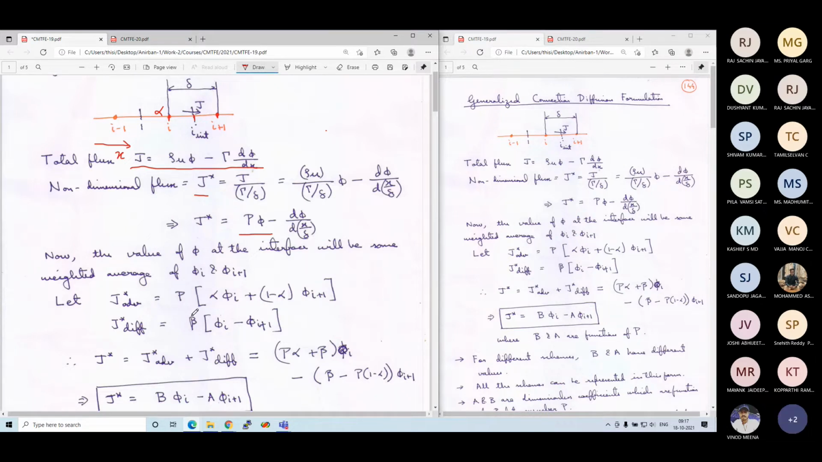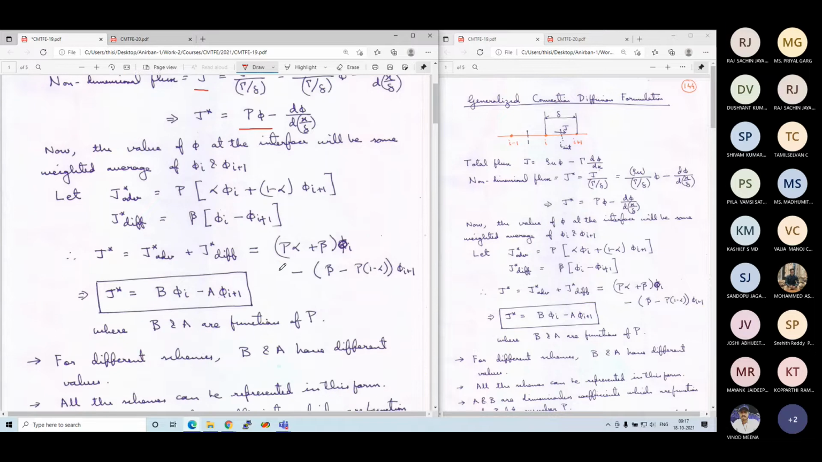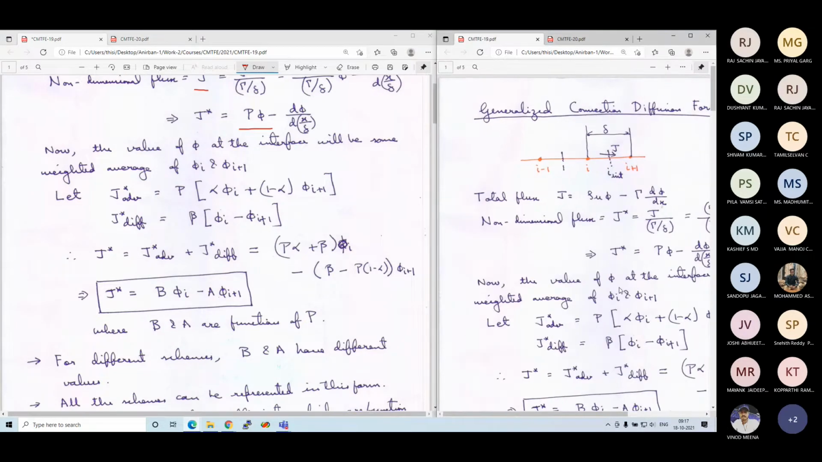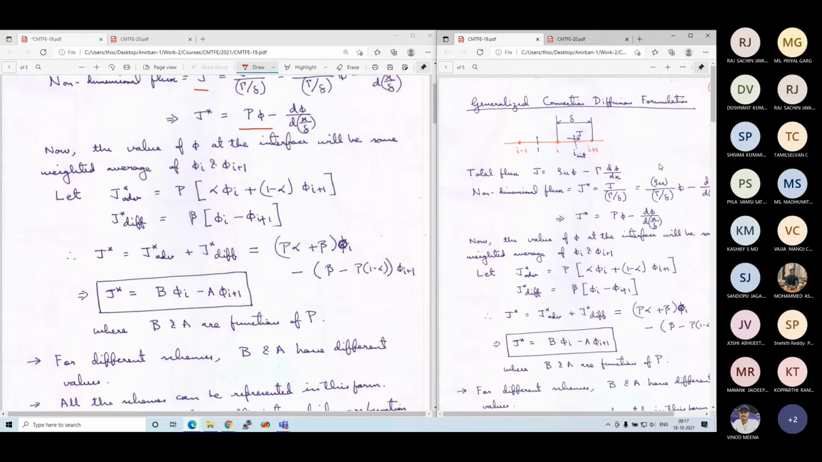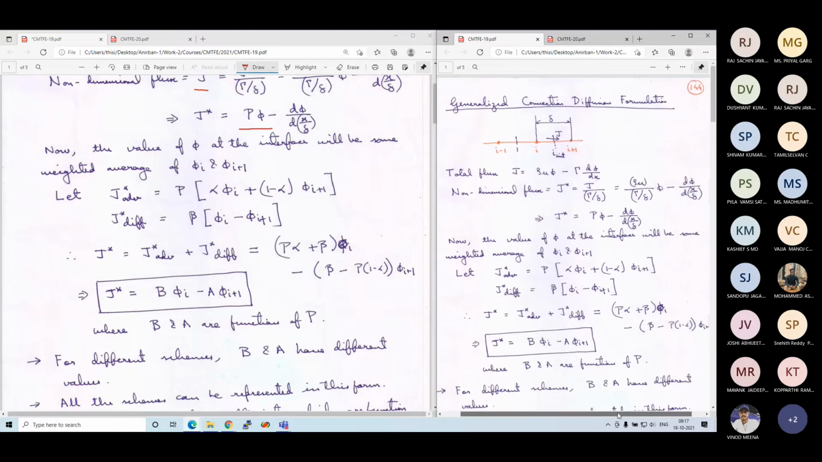So we can write it as some factor beta into phi I minus phi I plus 1. So the difference in the two values into some factor. This is the diffusive flux. So we can write the total flux now. This diagram is open here. Let me keep the text also open.